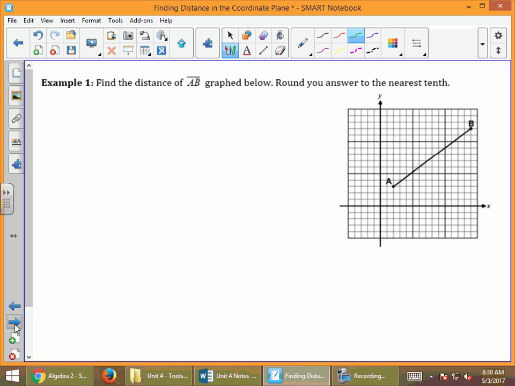So let's take a look at this first example. We want to find the distance of the segment AB graphed below, and we're going to round our answer to the nearest tenth. This one's really nice. The segment's already graphed for us, so we can look at that box and skip step number 1, because it's already plotted and drawn. But we have to sketch our right triangle.